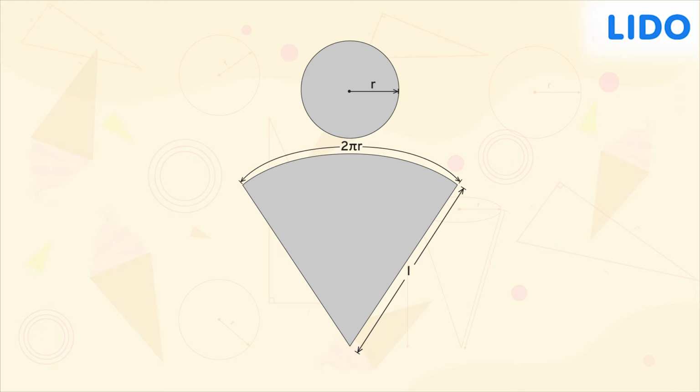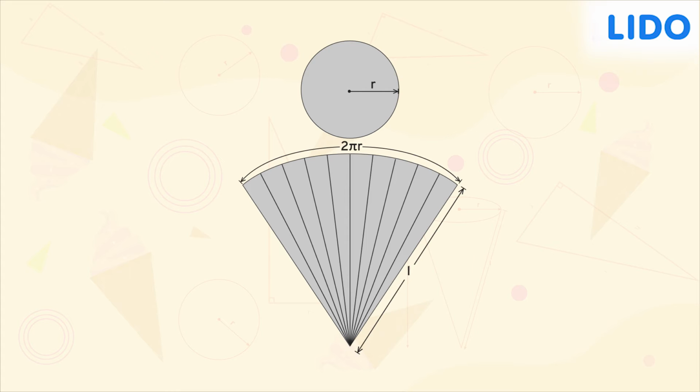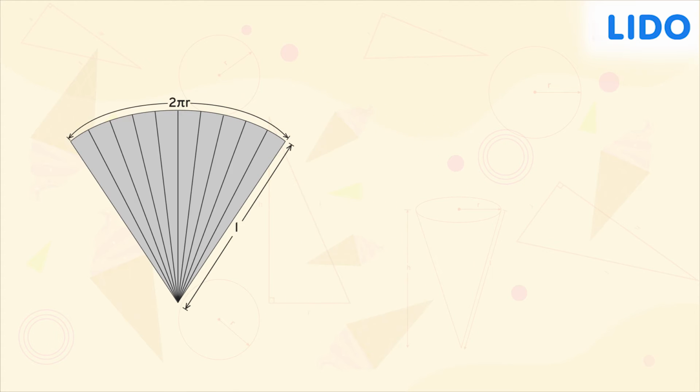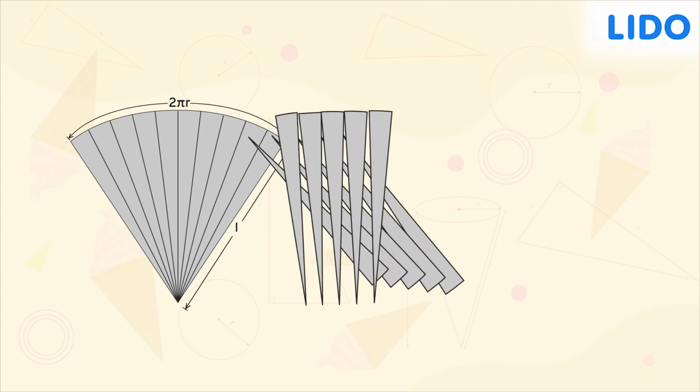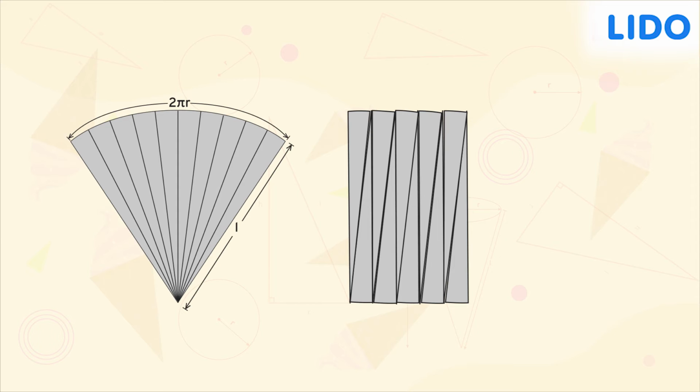If we divide the sector into many small triangles like this, we see that the sum of the areas of all these triangles is equal to the area of the sector. And if we arrange these triangles like this, we get a figure very close to a rectangle. Notice how every alternate triangle has been flipped so its base appears opposite to the base of the previous triangle. And so, the area of the sector will be nothing but the area of this rectangle.